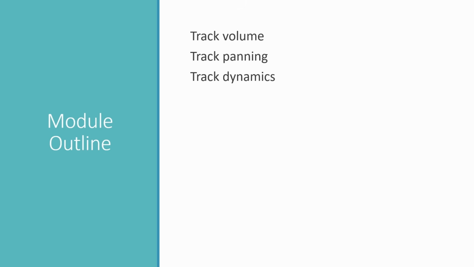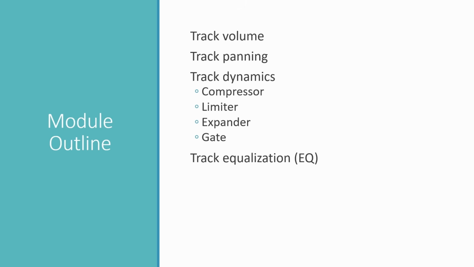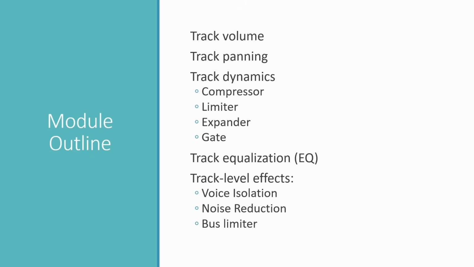As part of controlling track dynamics, we're going to learn about the compressor, the limiter, the expander, and the gate. In addition to volume, panning, and dynamics, we can also use the track equalization tool, or EQ for short, to control the various frequencies that are being played back on that track. In this module, we'll also look at a few track level effects, such as the voice isolation tool, the noise reduction tool, and a limiter that we can place on a bus to further help us control the dynamic range.